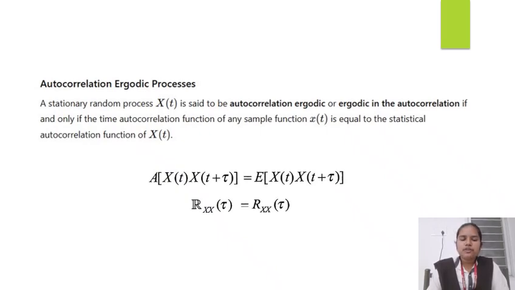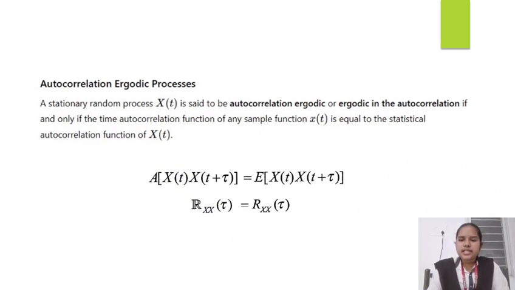Here we know that autocorrelation equals x of t into x of t plus tau. So A of x of t into x of t plus tau represents the autocorrelation in time average, and E of x of t into x of t plus tau represents the autocorrelation in ensemble average. It can be represented as Rx of tau and Rxx of tau. The first represents the time average of autocorrelation of x, and the second represents the ensemble average of autocorrelation of x.